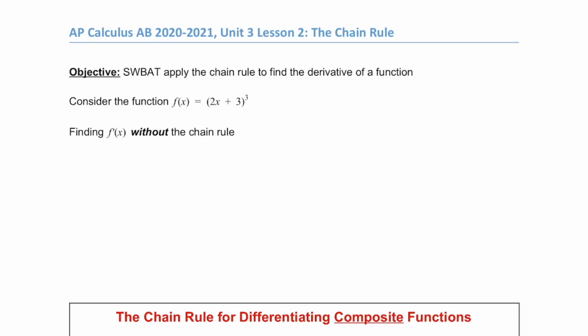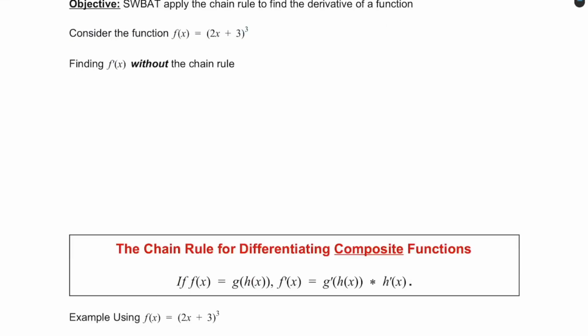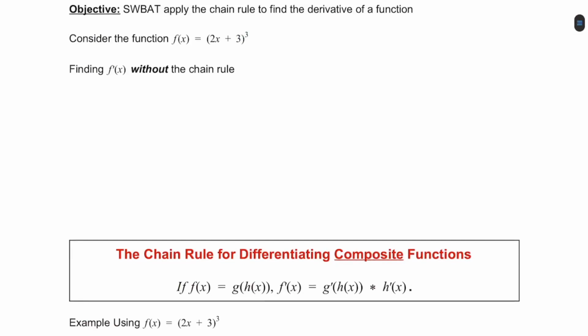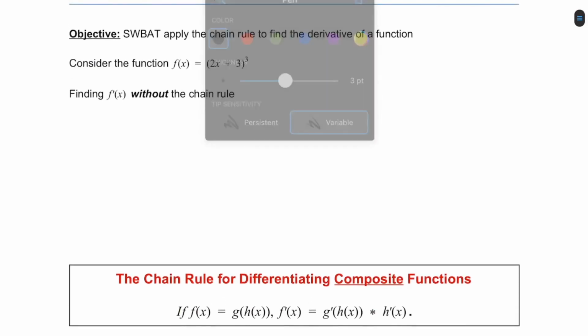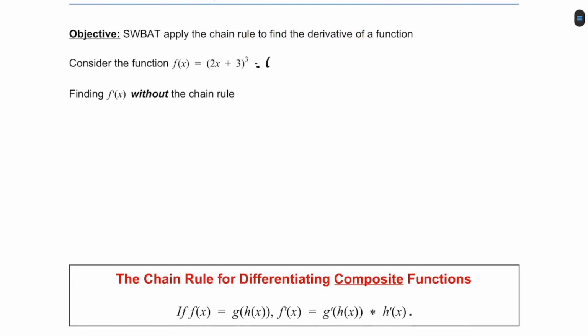Now, this is a function whose derivative we could find without the chain rule, but we would only be able to do that if it was in standard form. What I mean by that is we would need to expand this out as (2x plus 3) times (2x plus 3) times (2x plus 3). We would need to actually work all of this out.